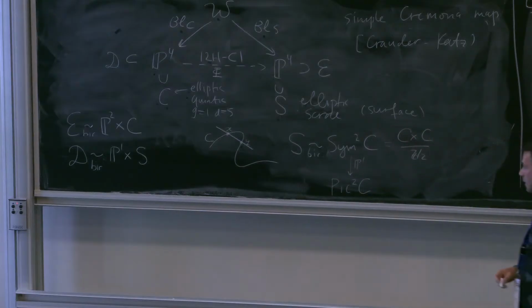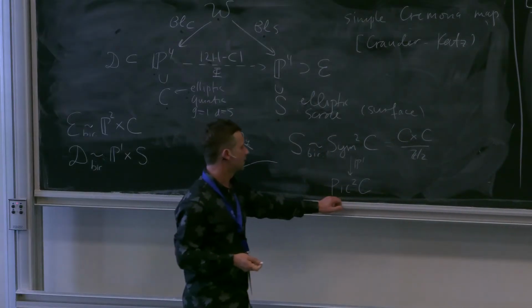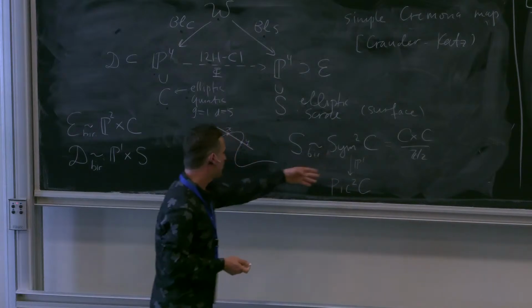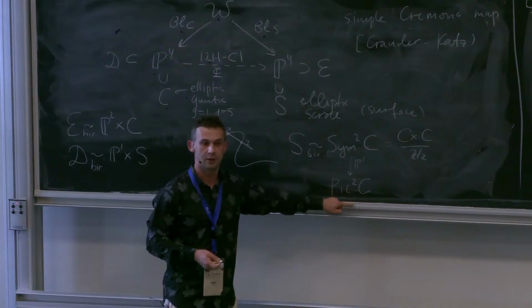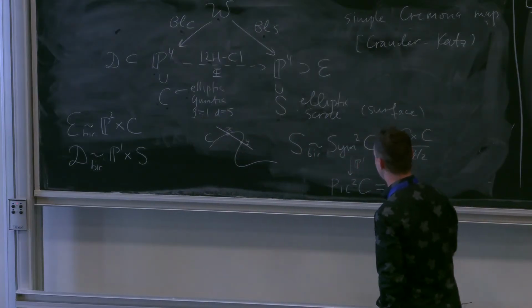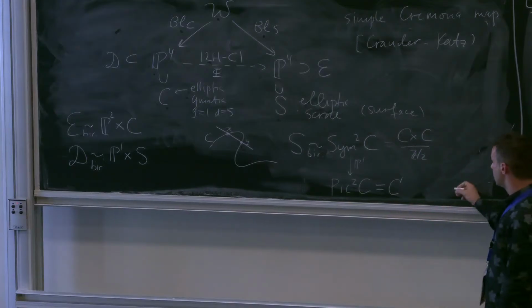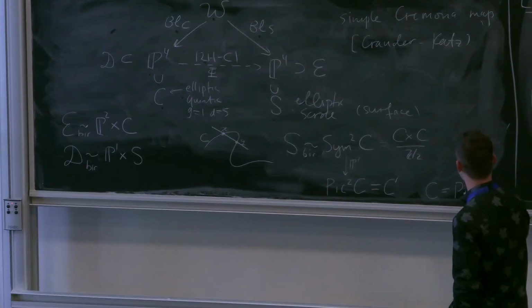So Pic^2 of C is very much like Pic^0 of C or Pic^1 of C, except that it parameterizes degree 2 divisors on the curve. So this map sends these 2 points to the corresponding divisor class of degree 2 on C. And I want to call this curve C prime, and I want to argue it's not the same curve. Specifically, for us to compare, C is actually Pic^1 of C.